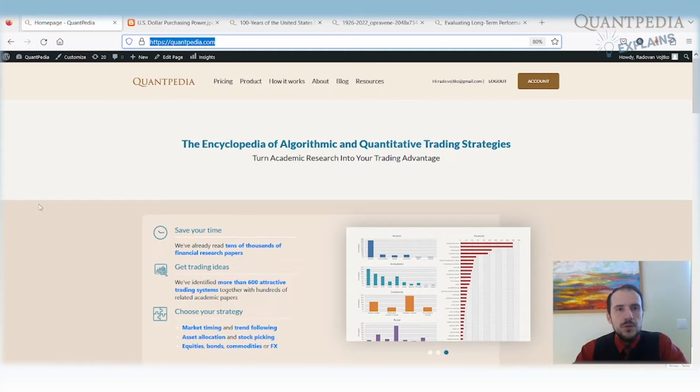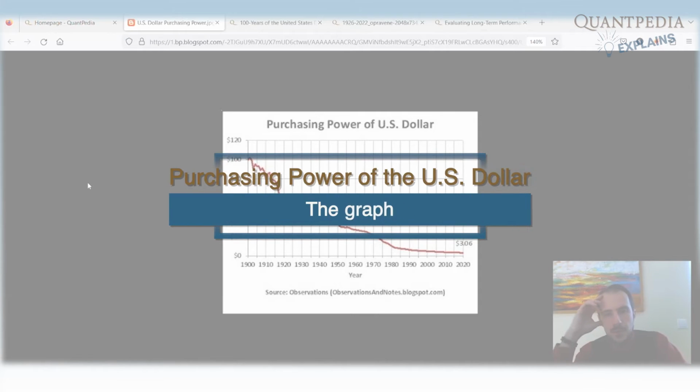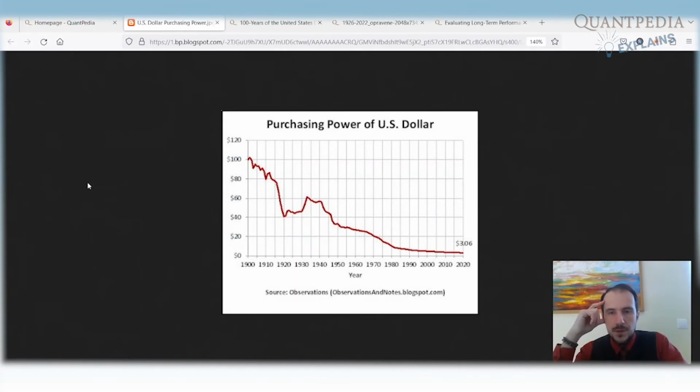So firstly, I would like to show you the chart that you probably saw somewhere around the internet. It's the purchasing power of the US dollar over time. Yeah, it's true. As we can see, the purchasing power of one US dollar is steadily going down over the years. So 100 years ago, you were able to buy more stuff and more things for one US dollar. That's nothing new. It's called inflation.